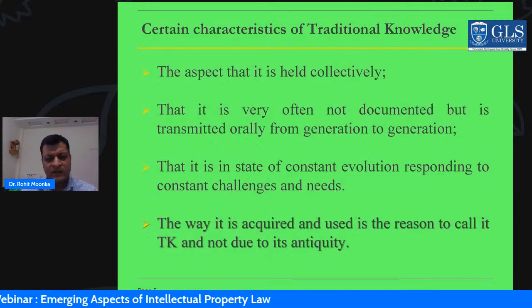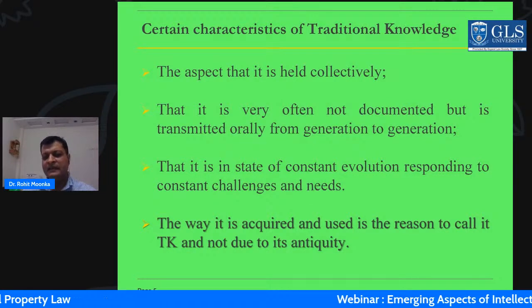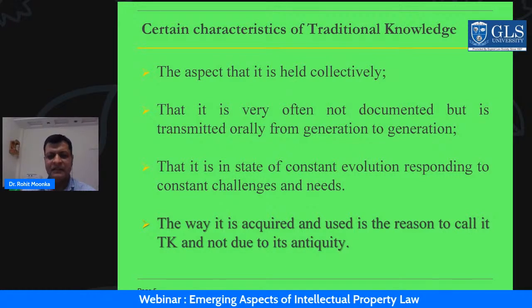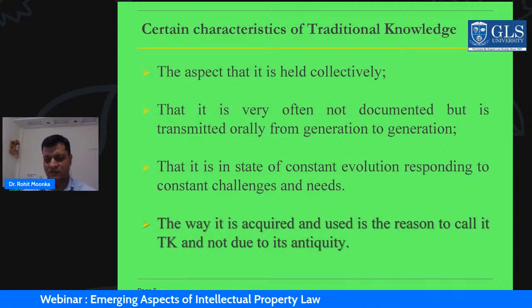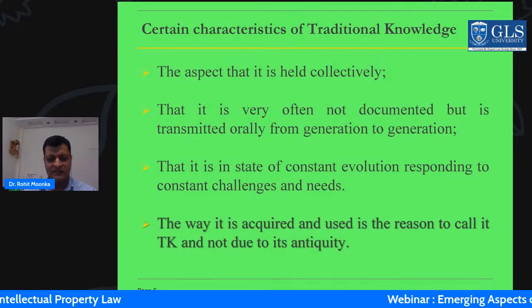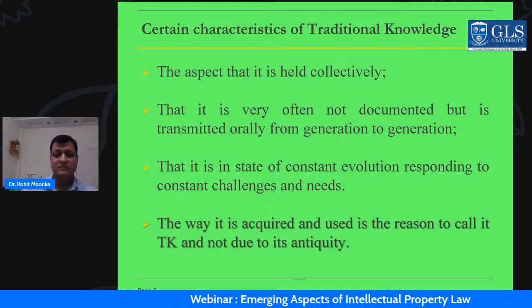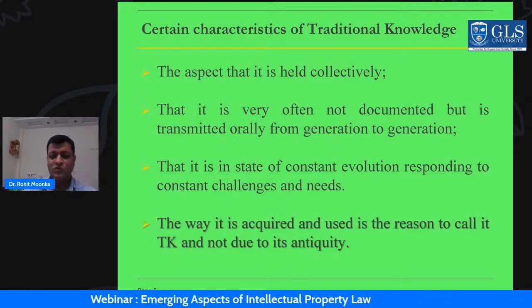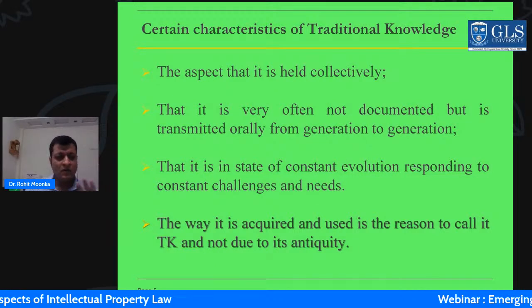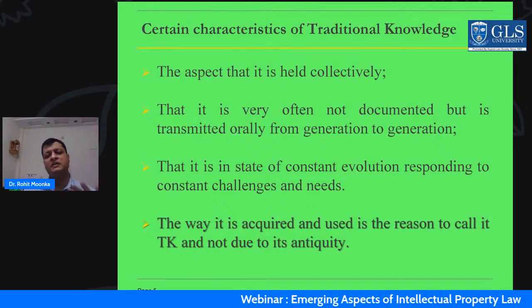So the last point I would like to state over here with regard to the definition of traditional knowledge is that the way it has been acquired and used is the reason why it is called traditional knowledge, and not because of its antiquity, or because it is just old knowledge. The way it has been acquired and the way it has been used is the primary reason to call it traditional knowledge. So this is primarily with regard to the definitional aspect of traditional knowledge.